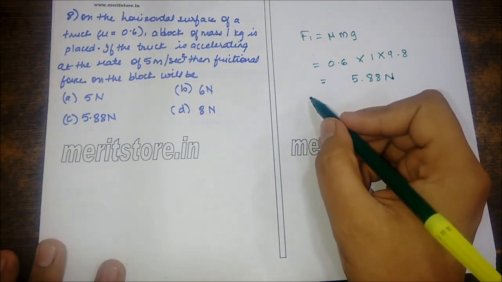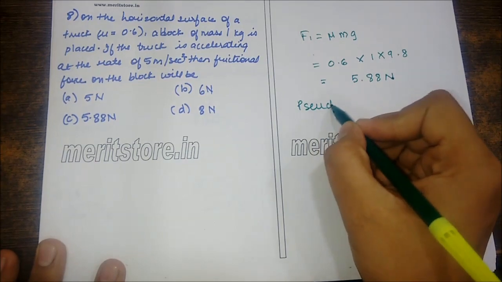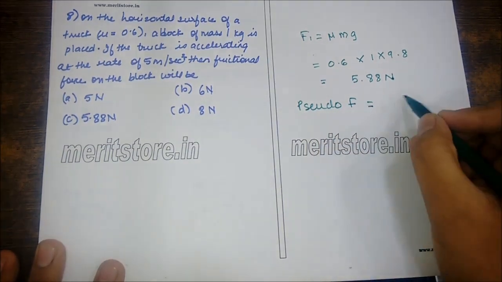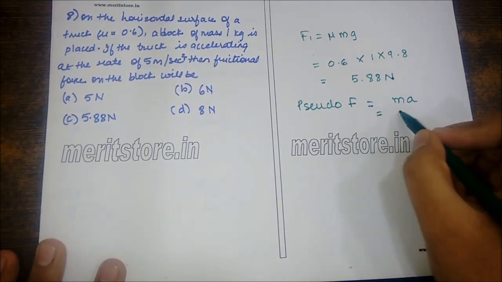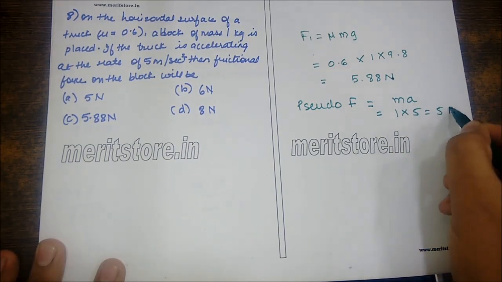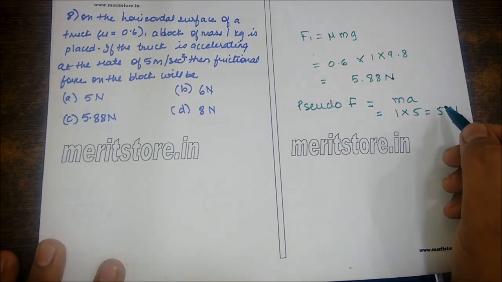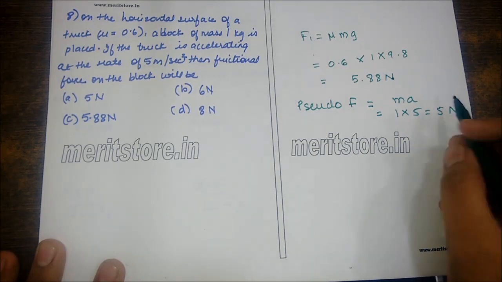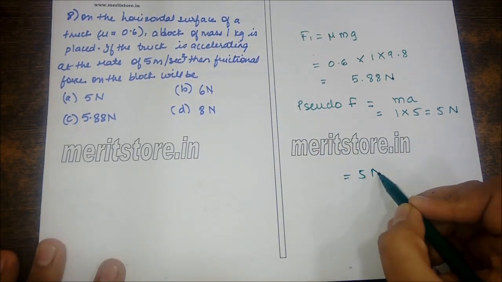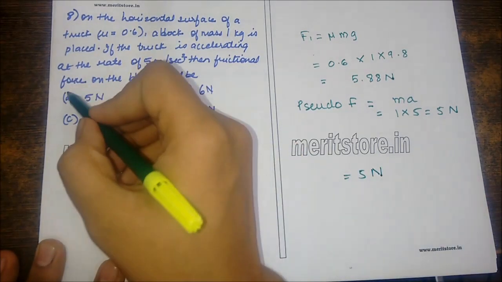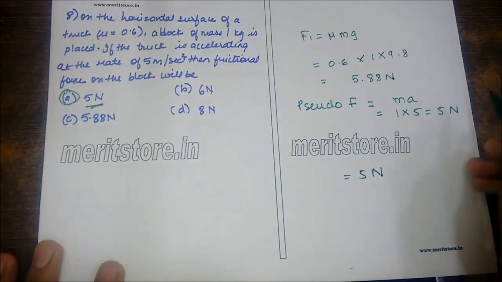But pseudo force on the block is equal to ma, 1 into 5 Newton. Pseudo force is less than limiting force, and static force of the friction is 5 Newton. So option A, 5 Newton, is the correct answer.